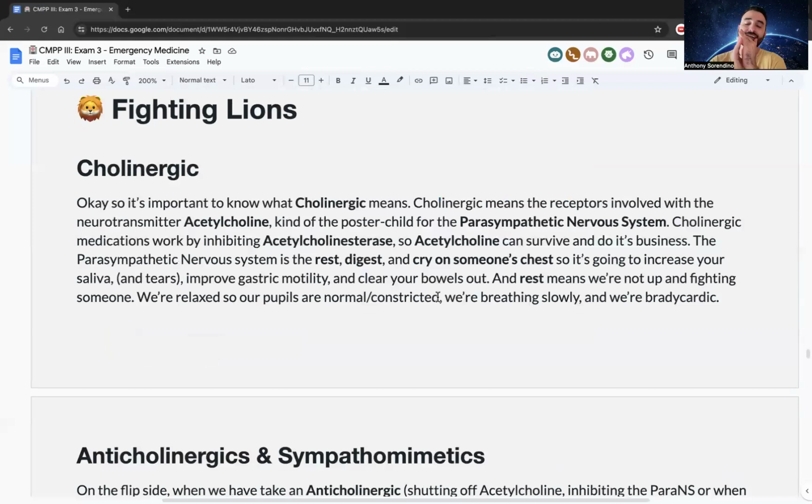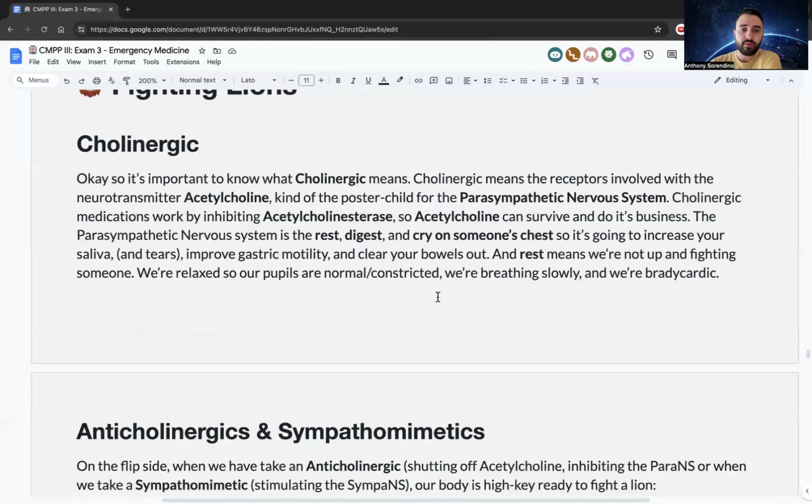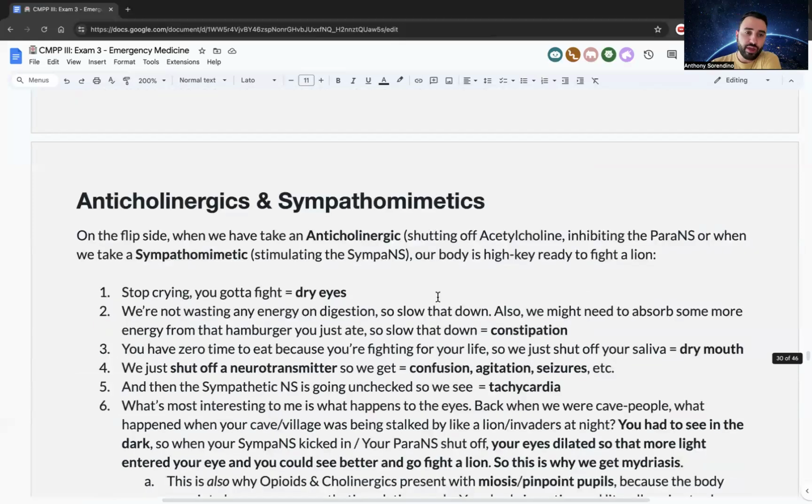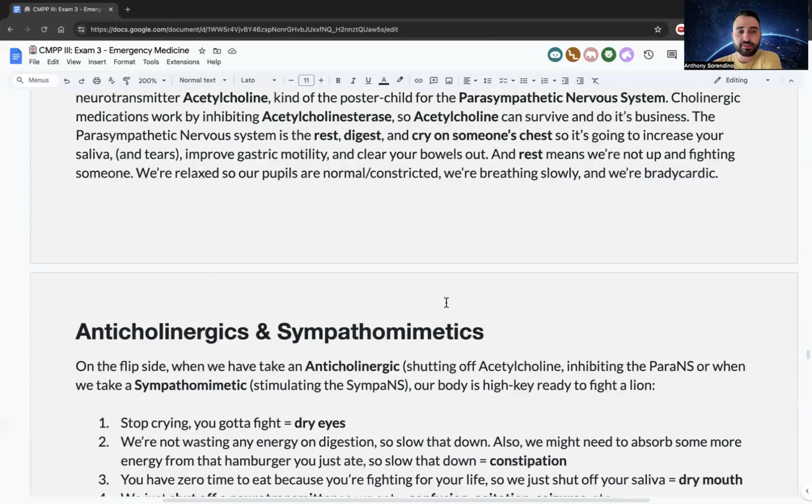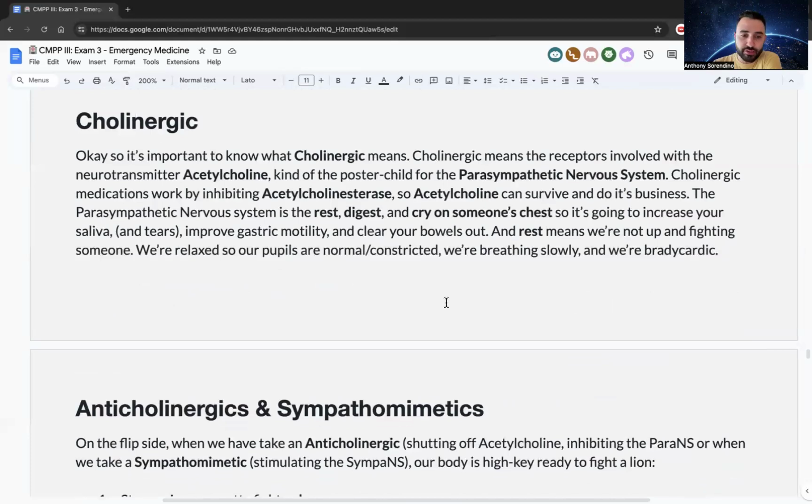Okay. So there's this whole idea with anticholinergics and sympathomimetics. I kind of talked about this before. I think what's really interesting with this is back in the day when we were cave people and it was late at night and you're protecting your village and a lion or a warring tribe or something comes closer to you. You're in fight or flight, right? Your sympathetic nervous system starts going crazy because you need to fight a lion or protect your family or something. And it's dark out.